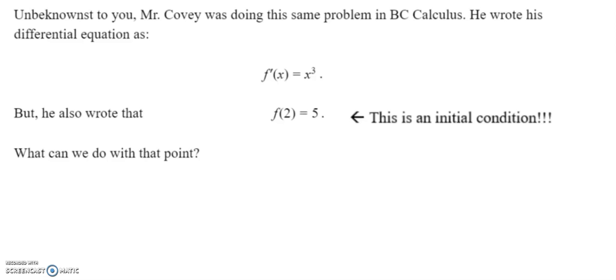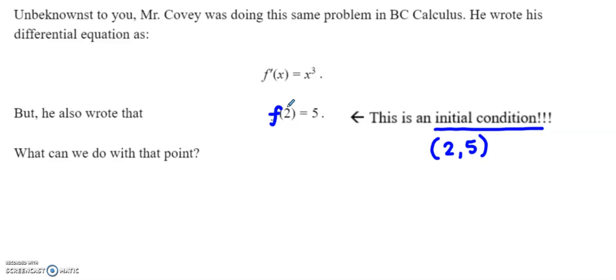All right, unbeknownst to you, Mr. Covey was doing the same problem in BC calculus. He wrote his differential equation as f prime of x equals x to the third. Great, we had that. But he also wrote that he knew f of 2 is equal to 5. What this does for us is gives us an initial condition. It tells us that the coordinate point 2, 5 falls on function f.